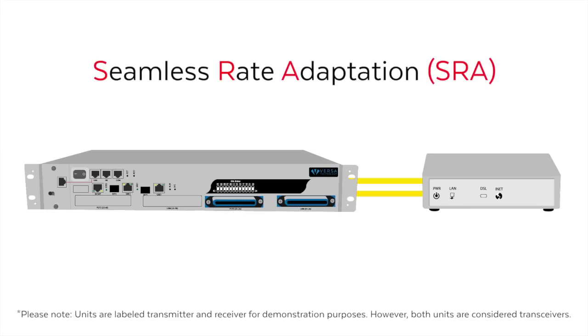ADSL2 supports seamless rate adaptation, also known as SRA, allowing for both the receiver and transmitter to adjust transmission signals according to fluctuating network conditions in real time.